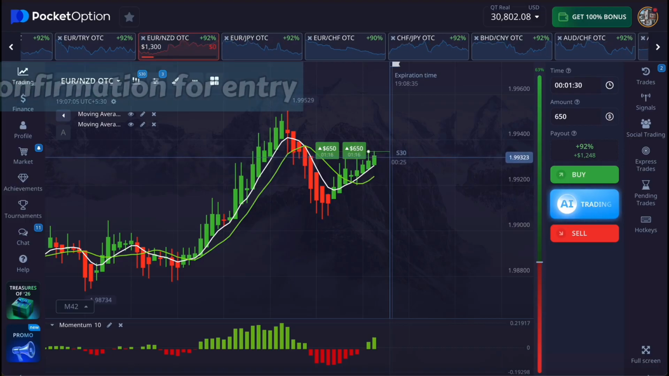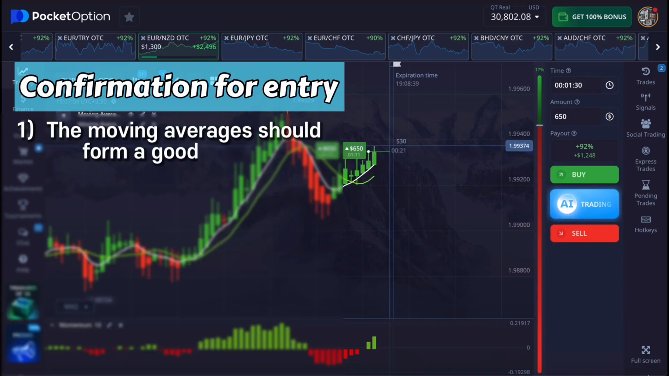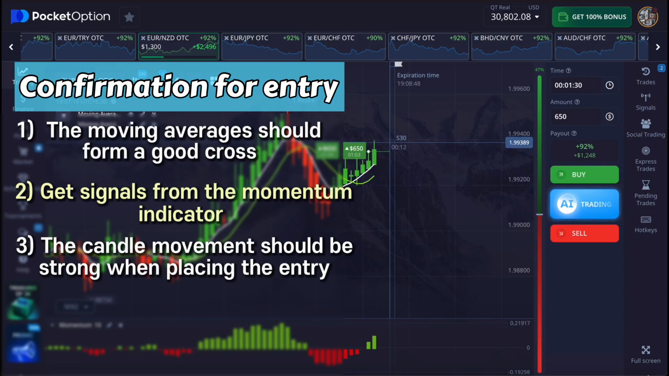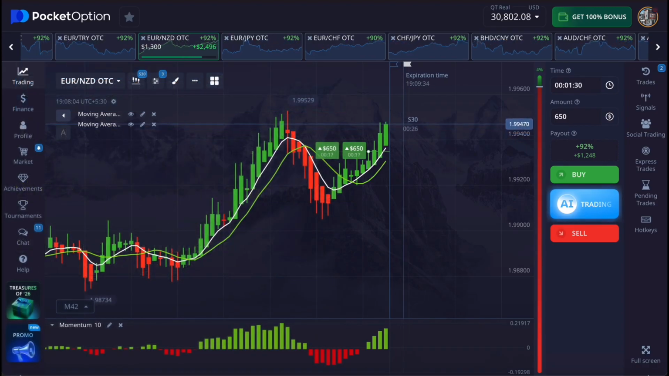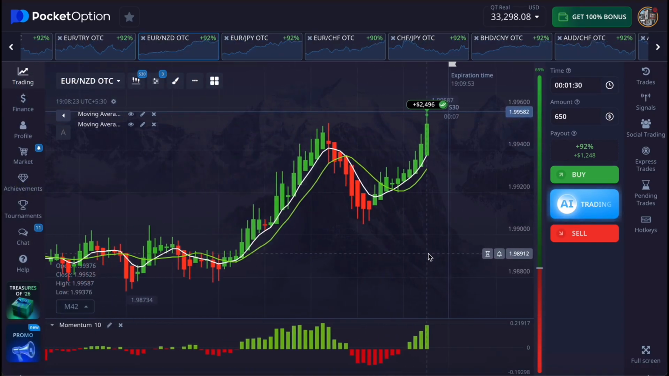So, 3 confirmations are necessary to place an entry. First, a cross should be formed in the moving average. Second, it is necessary to get the correct signal from the momentum indicator. And third, there should be a strong movement of the candle in the right direction. We will look at this in more detail later. And here the first entry has been easily successful.